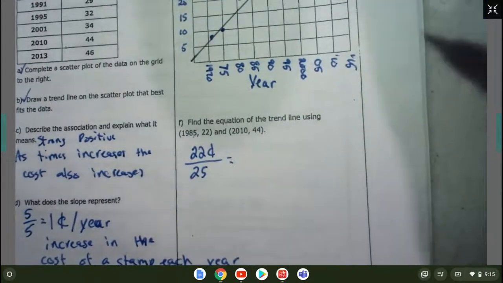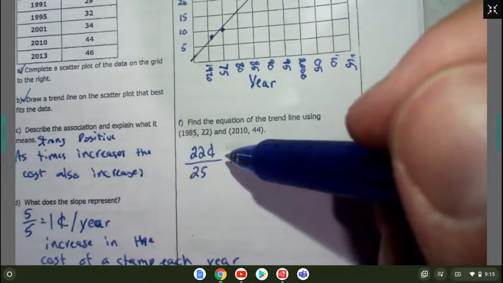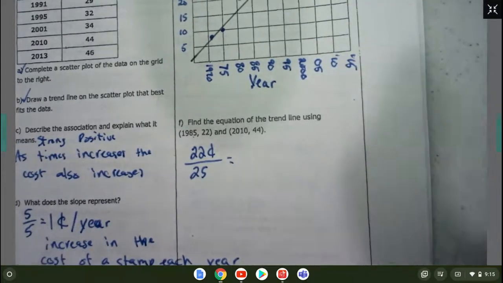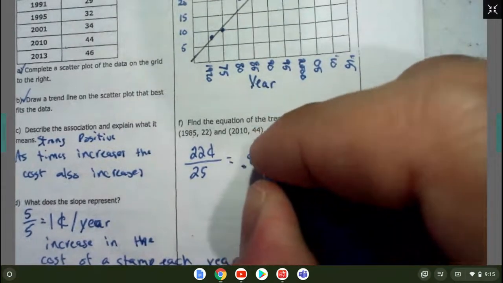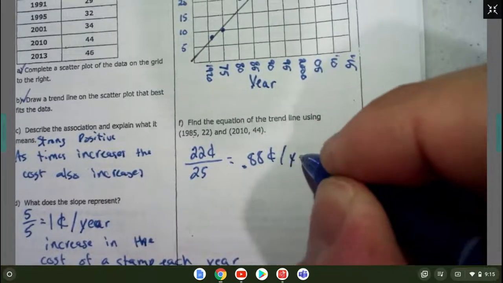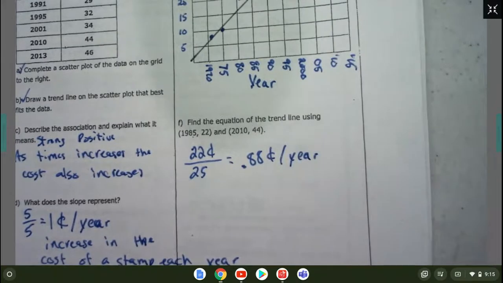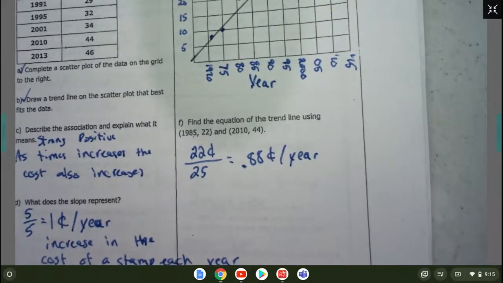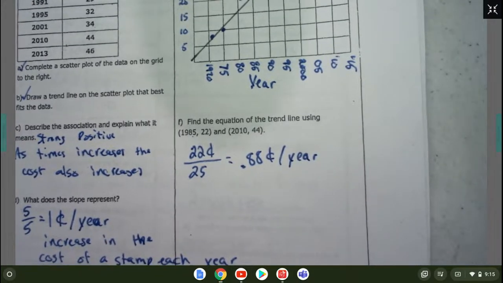I don't think there's actually a common factor there to go into that. I guess we could divide it and turn it into a fraction if we wanted to. That's not really going to be more accurate. It's just going to be a different version of that number. 22 divided by 25 gives us 0.88. All right, 0.88. That'd be 0.88 cents per year is the increase in the cost of a stamp per year. So that's pretty close to the 1 cent per year that we said. We weren't far off in our estimate and our trend line.